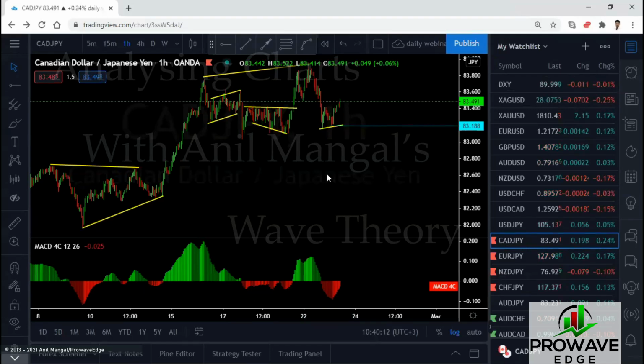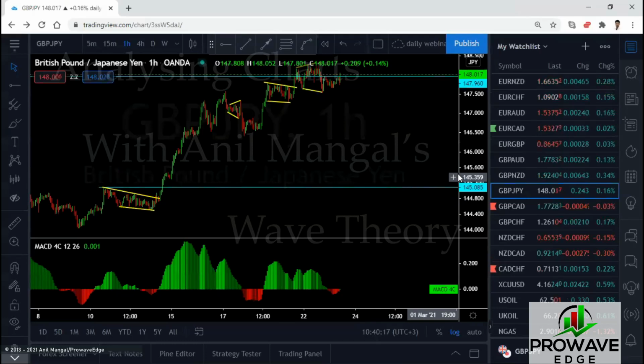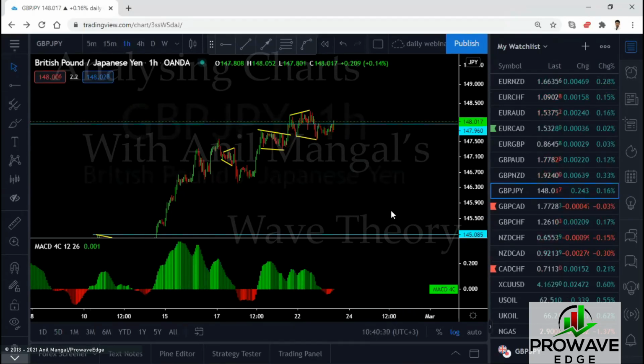So let me go back and show you in the pound yen. You've got this move down. See this, 1, 2, 3. And you're getting a flat here. It's going to do this and then do that. Very likely. So if you have to buy, would you buy the pound yen or would you buy the Swiss yen or the pound Swiss?